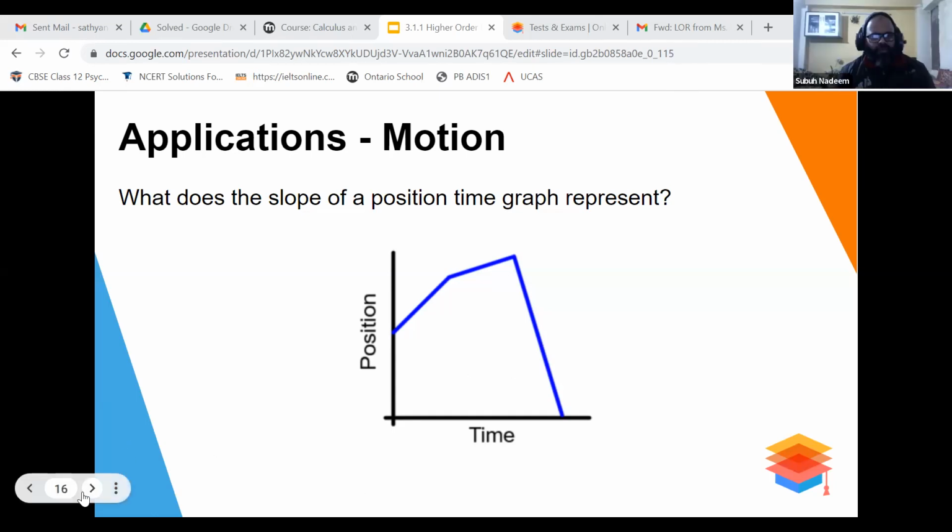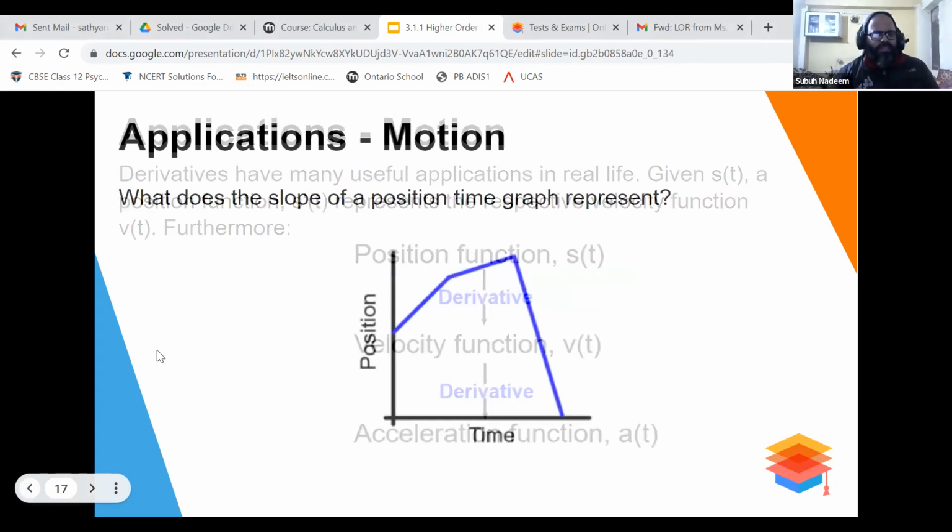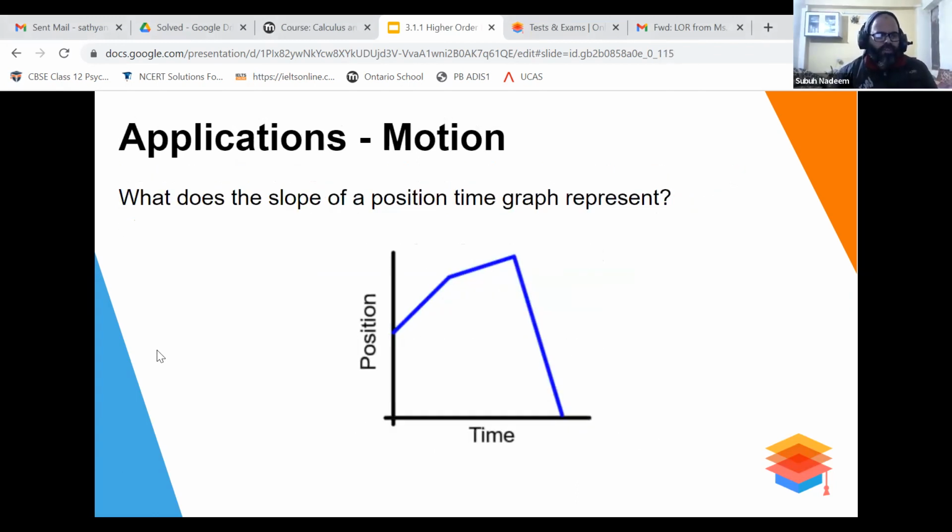So here a detailed analysis was not required. It was just that the slope of a position-time graph represents the velocity, and whether it is positive or negative. That's it. Okay, let's move further.